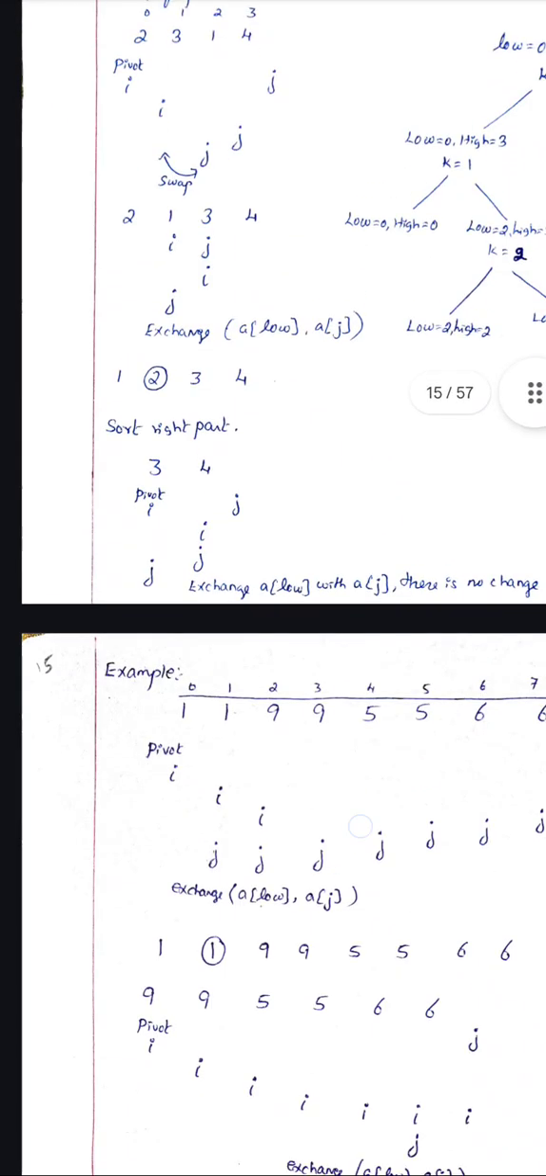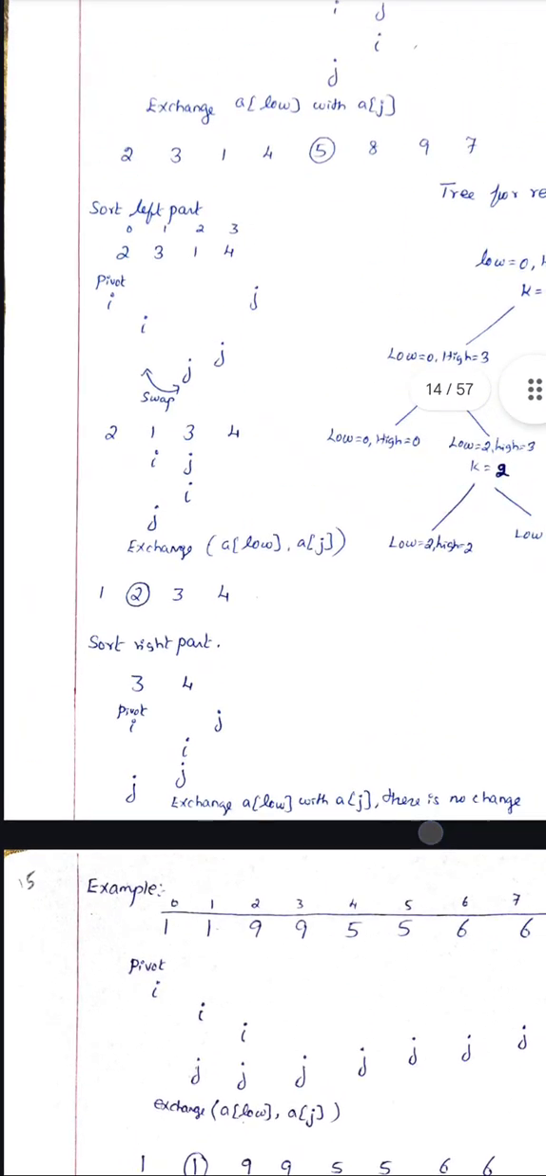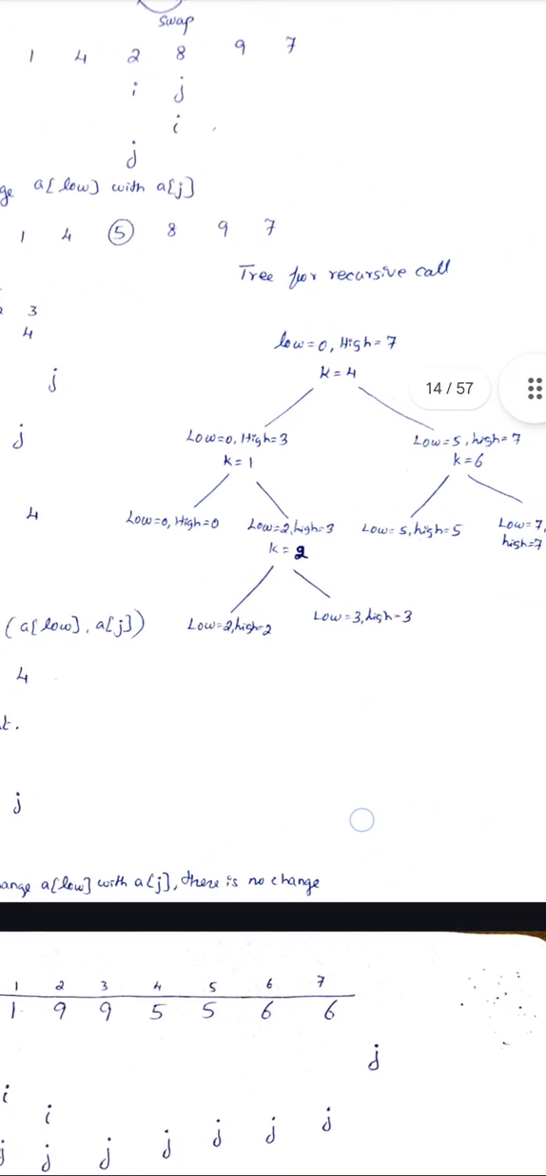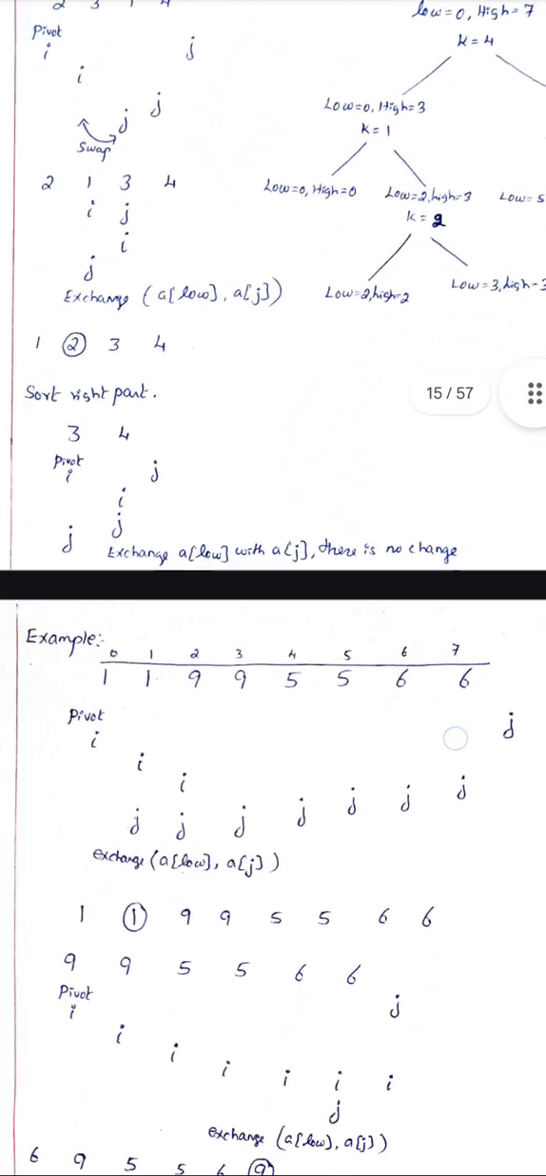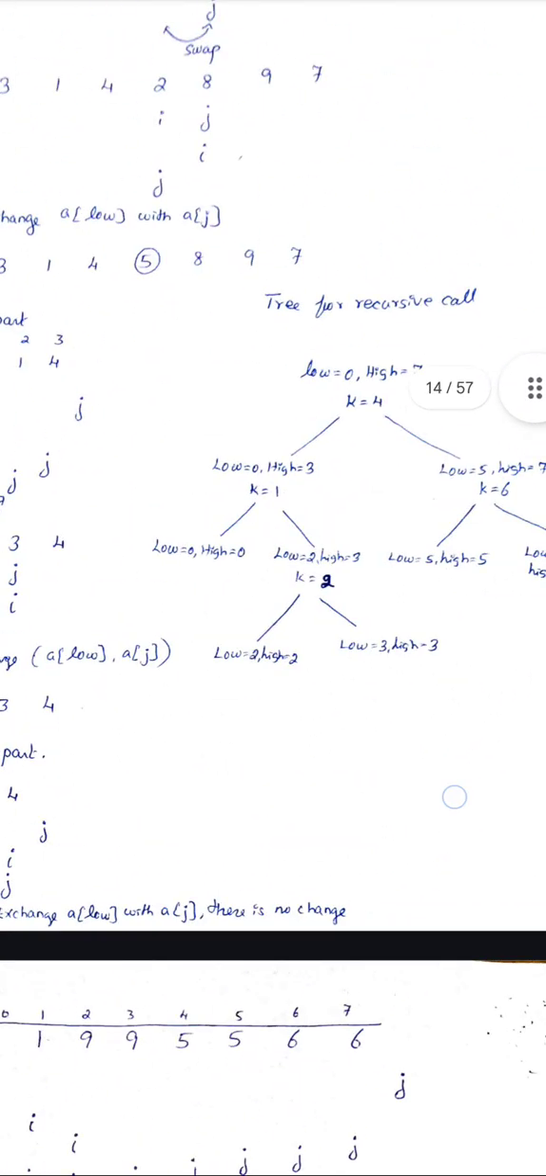Is 2 less than 3? Yes. Is 2 less than 1? No. When j comes there, we have to swap. Sort right part. That is 3, 4, i and j. Done. That is done. Next, we have this 8, 9, 7.